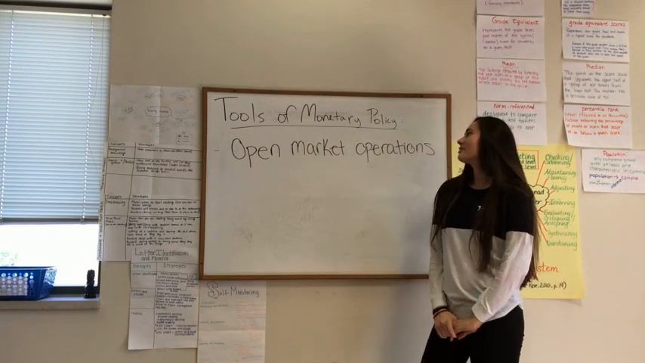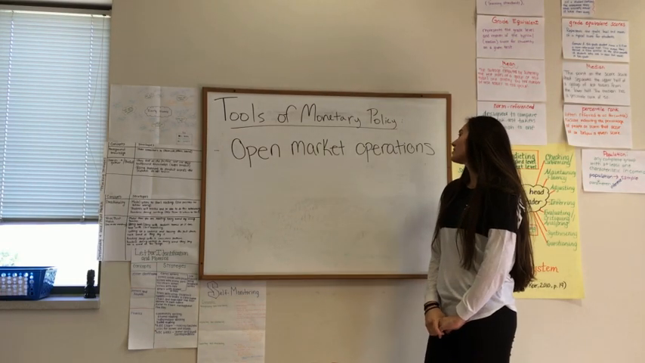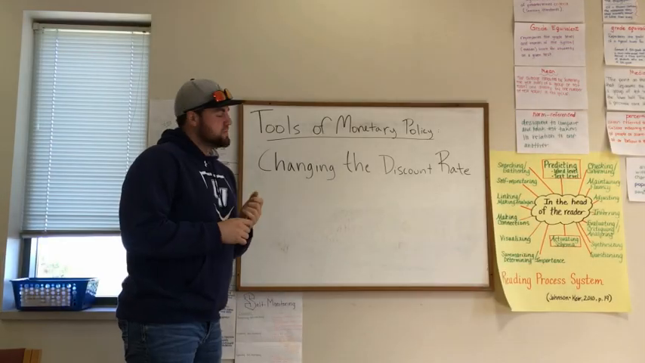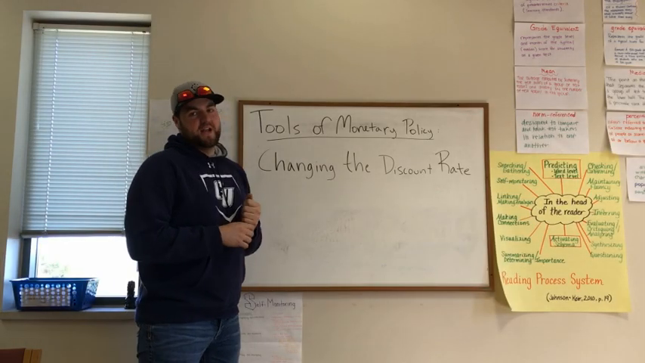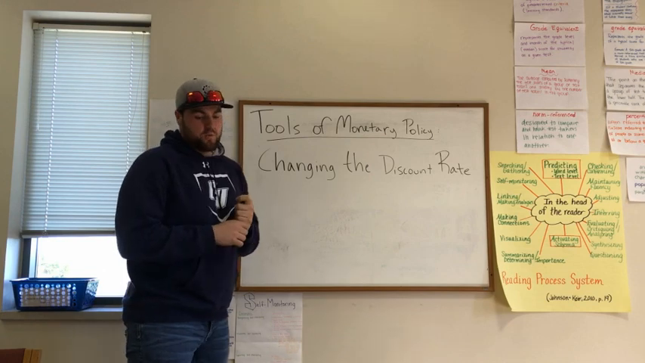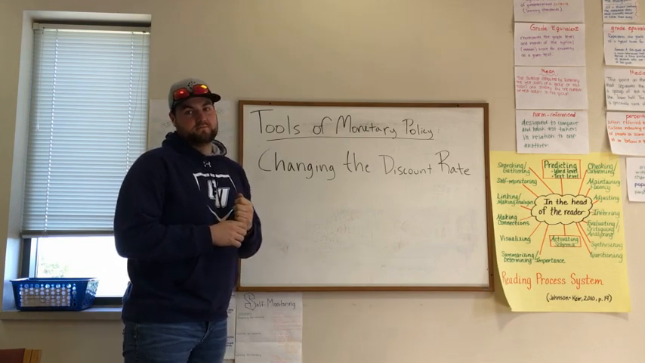The second tool of monetary policy is open market operations. This is when the Federal Reserve either purchases or sells government securities in an attempt to change the money supply. Tool number 3 of monetary policy would be changing the discount rate, and that is the interest rate that the Federal Reserve will charge banks for overnight loans.